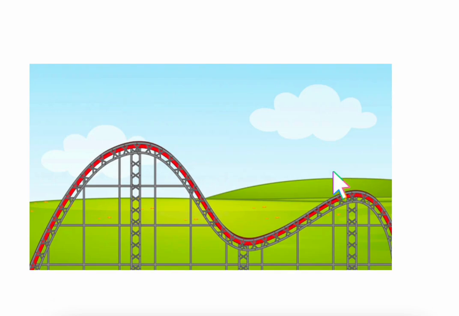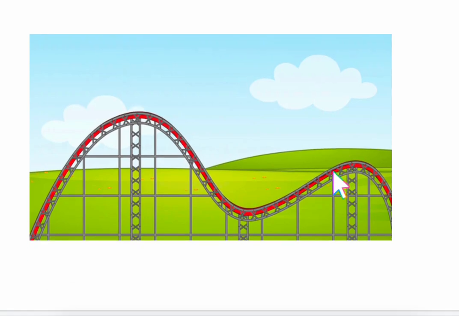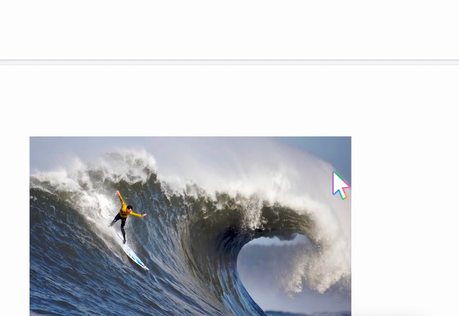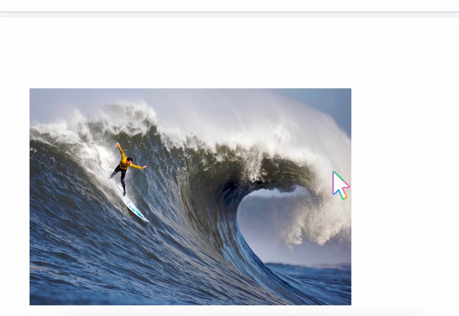In roller coasters, when they're designing and actually building roller coasters, they have to consider the slope, how steep you're going up or going down, to figure out how safe that roller coaster is going to be. Surfers have to instinctually gauge how steep a wave is going to be and how they need to change their bodies.